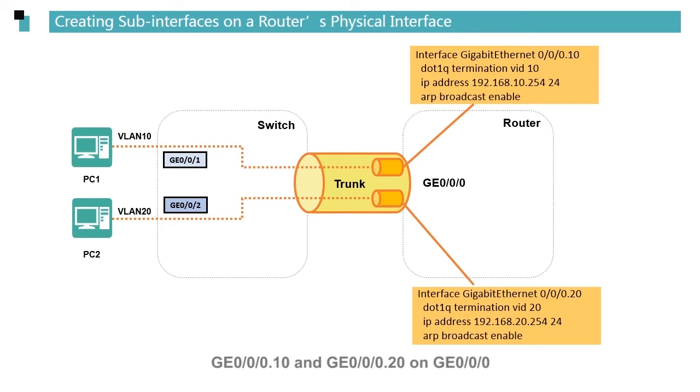GE0/0/0.10 and GE0/0/0.20 on GE0/0/0. Run the interface GigabitEthernet 0/0/0.10 command to configure GE0/0/0.10. Run the dot1q termination vid 10 command to add GE0/0/0.10 to VLAN 10. Run the ip address 192.168.10.254 24 command to configure IP address 192.168.10.254/24 for GE0/0/0.10. The arp broadcast enable command is optional. The configurations for GE0/0/0.20 are similar.